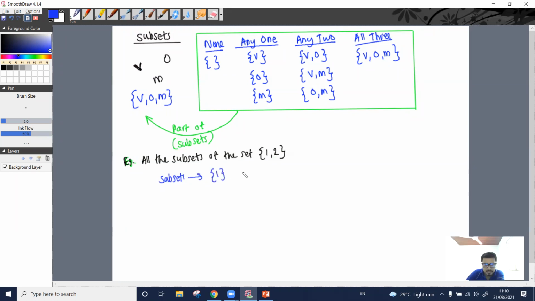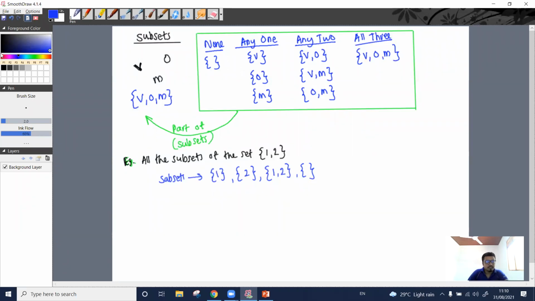1 is a subset of this. What else? 2 is a subset of this. And 1 and 2 together is a subset of this. And also nothing is a subset of this. So these are all four subsets that we can derive by using this given set. These are all the subsets that we can derive using this given set. Likewise, if a particular set becomes a part of another set, that is a subset.